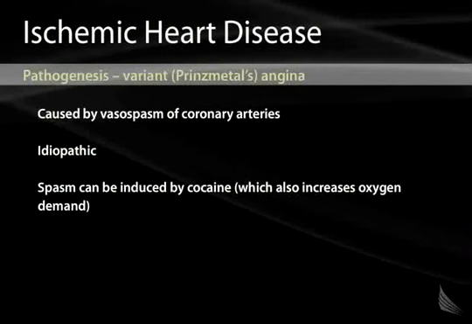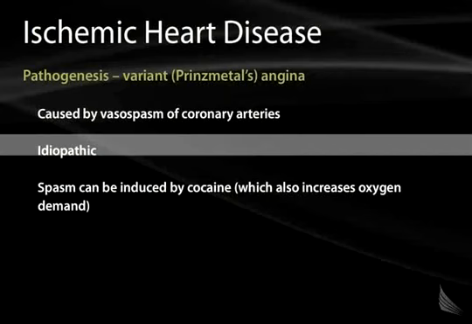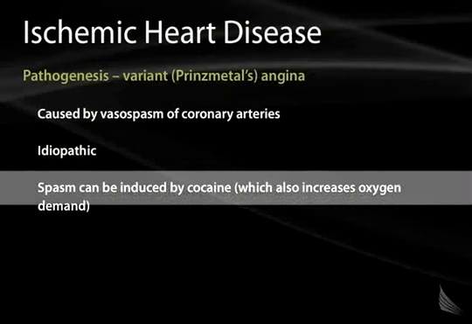In contrast to variant angina that is caused by vasospasm of the coronary arteries, can be idiopathic. Spasm can also be induced by cocaine, which, in addition to causing vasospasm, can increase oxygen demand and can cause premature atherosclerosis in chronic users.